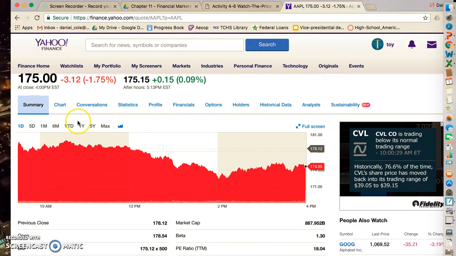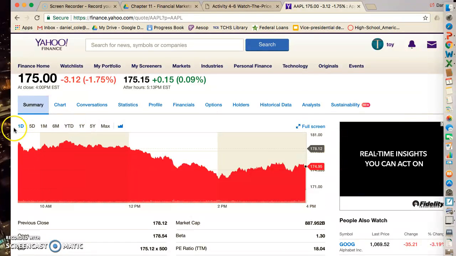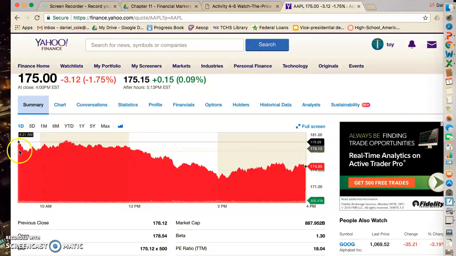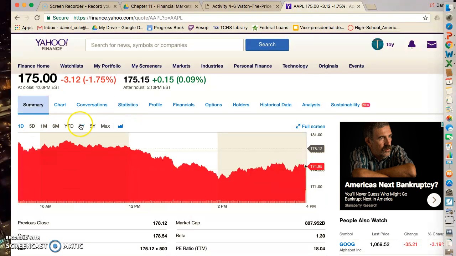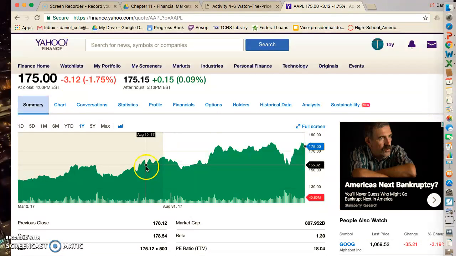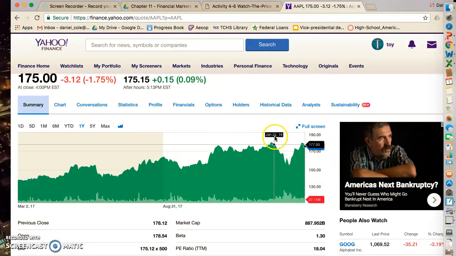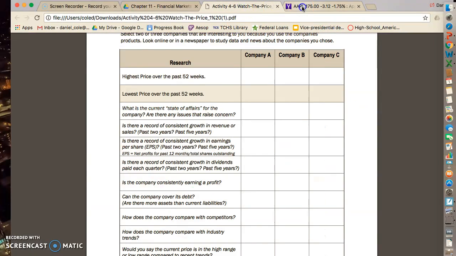Now, this range is depicted right here. If you go up to your chart and click on 1 year, this chart right now is just the last day, from when it opened at 9:30 until 4 p.m. It looks like it lost $3 today. But we can go look at the last year. We can see that overall through the past year, it has been performing pretty well. It has grown fairly steadily, although within the last 2 months or so, there has been quite a dip. We'll try and look at some reasons why. So you record the highest and the lowest price in the last 52 weeks.